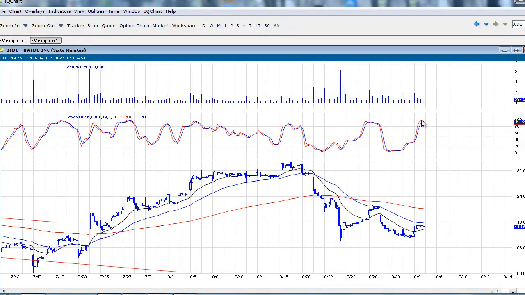You can see the 60-minute right now is a little overbought. So I'm going to start watching this. It's starting to put in some good range. So I'm going to start to pay attention to see if we do have any type of channels that start to form. Just going to keep an eye on it. I'm starting to like Baidu a little bit better.